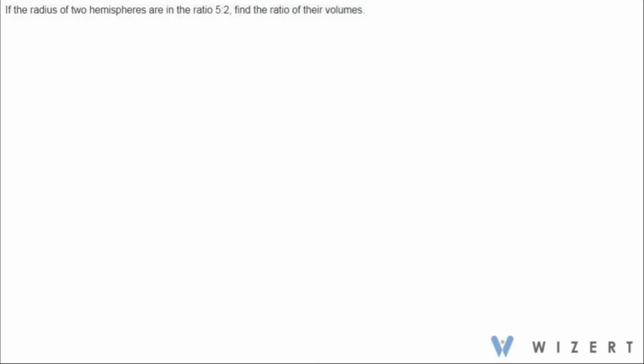We have this question here. If the radius of two hemispheres are in the ratio 5:2, find the ratio of their volumes. So let the radii be 5x units and 2x units.